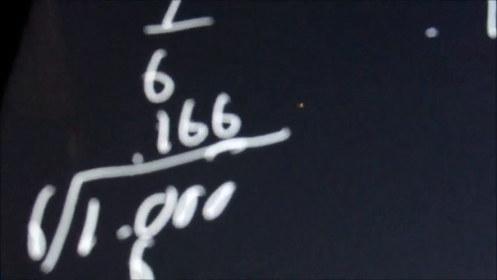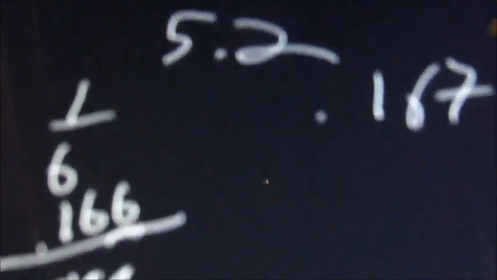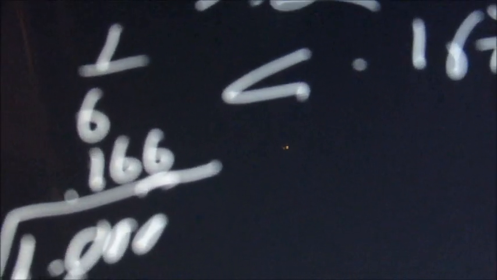Bring down the 0. 6 will go into 46 times. 6 times 6 is 36. Subtract and get 4. Bring down the 0. And you'll go 6 times. So we have 0.166 is smaller than 0.167. So we're going to say that it is less than.